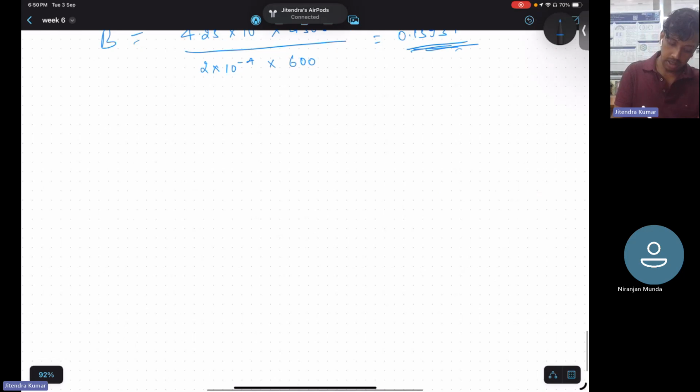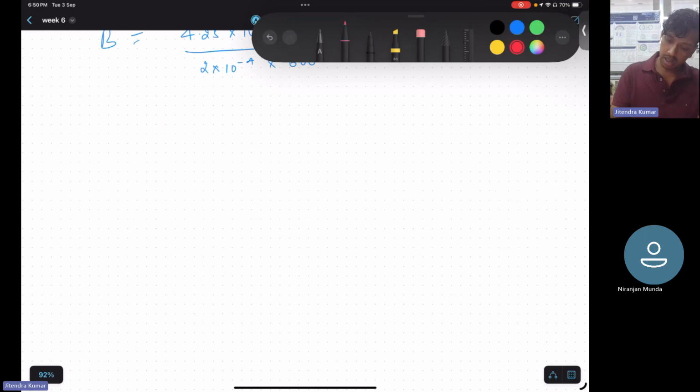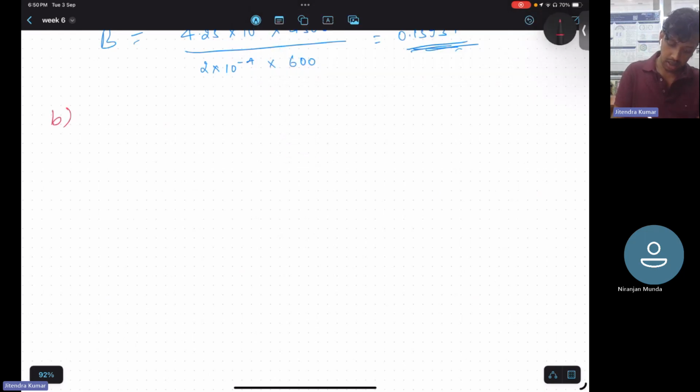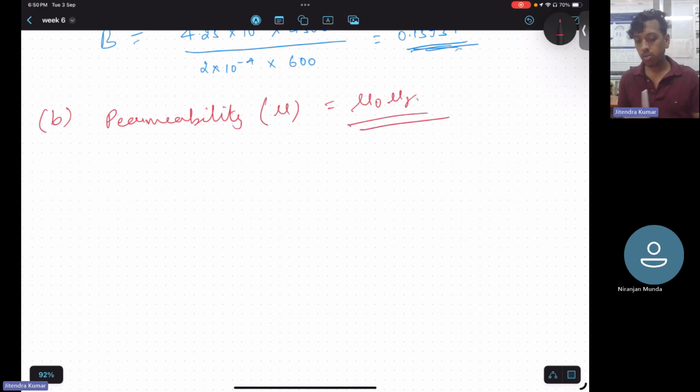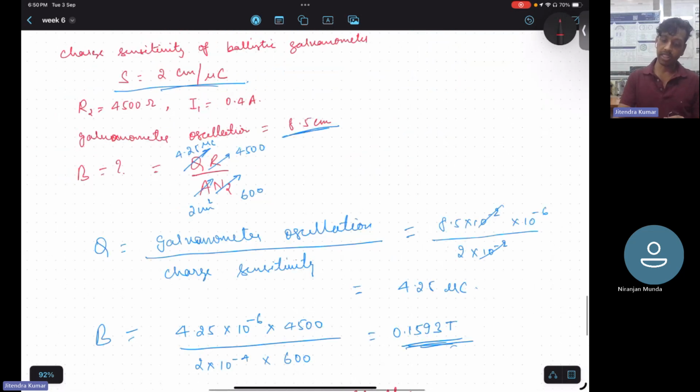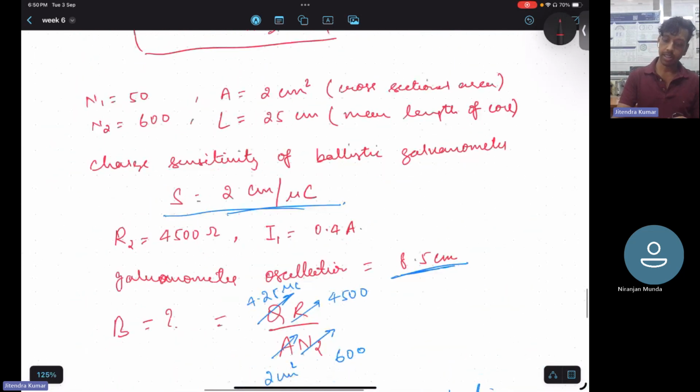The second part is we need to calculate permeability. Mu, which is basically mu naught mu r. So how much will be the permeability of this core? How to calculate? With this much given data, I'll present the data in front of you.